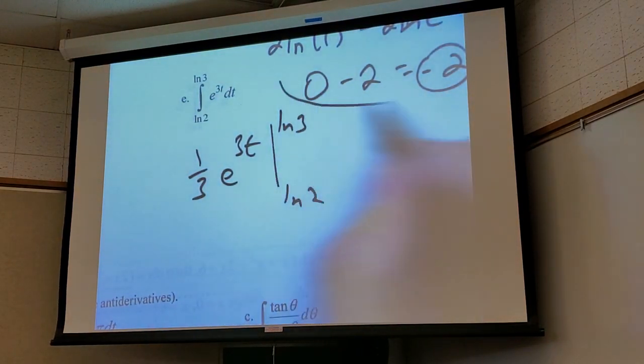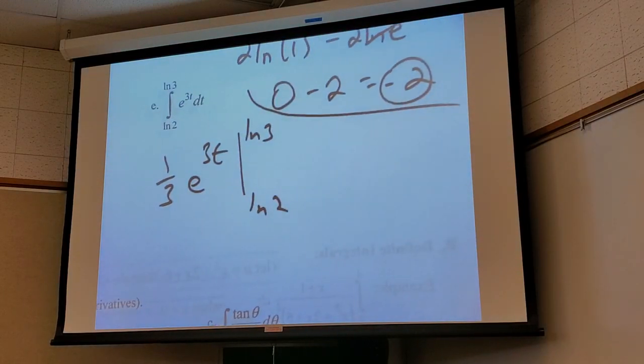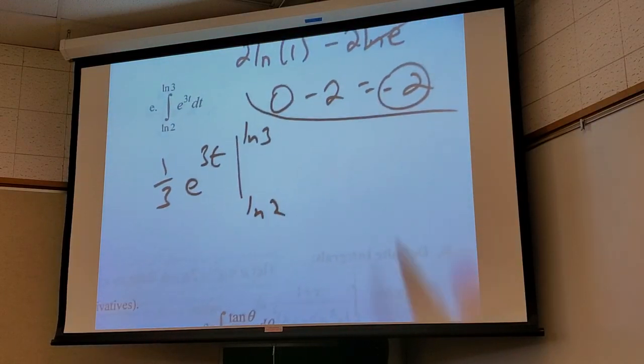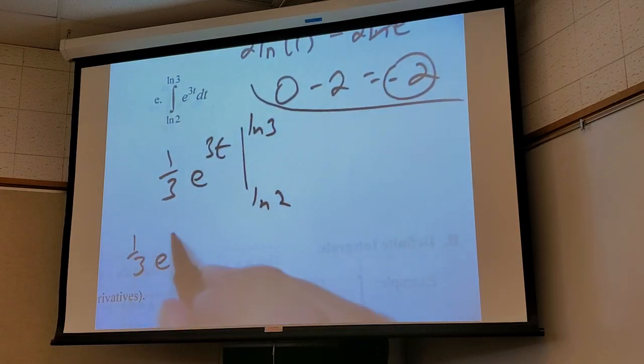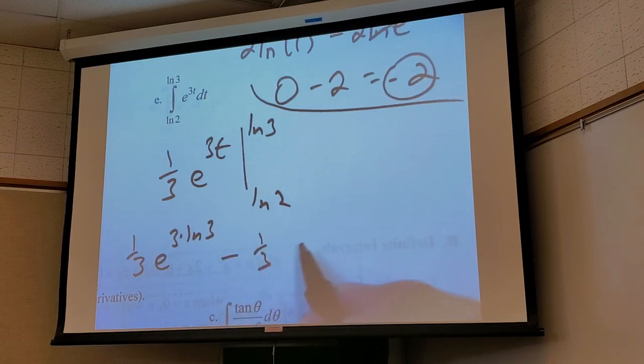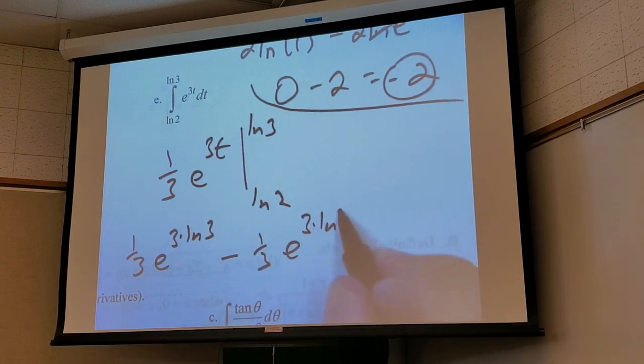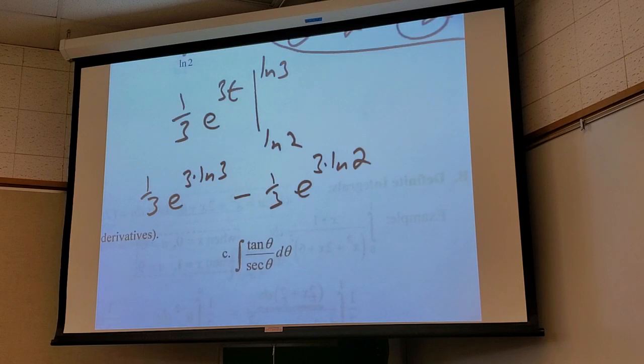Now you see why I made the limits natural logs. Let's see if you guys are able to handle this. This will be 1/3 e to the 3 times natural log of 3 minus 1/3 e to the 3 times natural log of 2. Now before you go reaching for your calculators, you could do something.